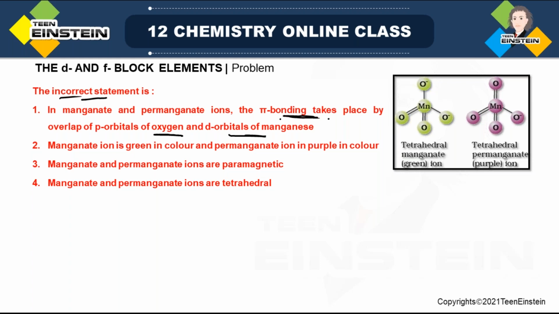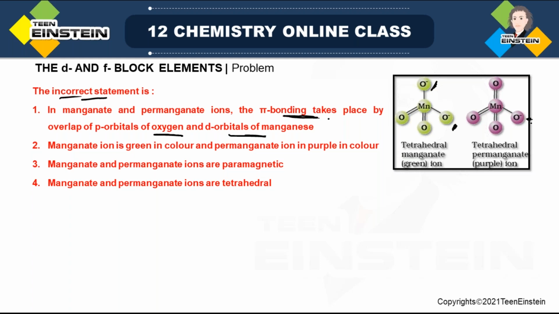So here we can see both are tetrahedral. One is MnO4 with 2 negative charge, so this is manganate, and when there is one single negative charge, then it is permanganate. The color is different. Now pi bonding and sigma bonding, how it forms, we have already discussed in the last class. If you look at the green structure, which is manganate, here we have a total of 4 sigma bonds and 2 pi bonds. And in the second one, purple color, here we have a total of 4 sigma bonds and 3 pi bonds.